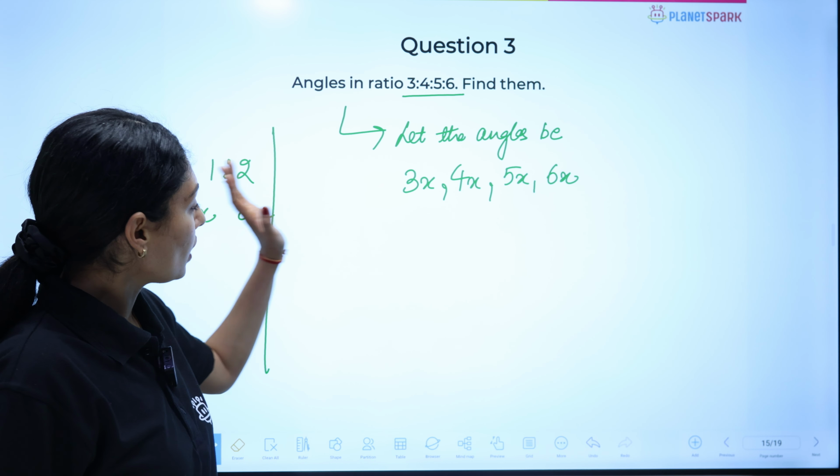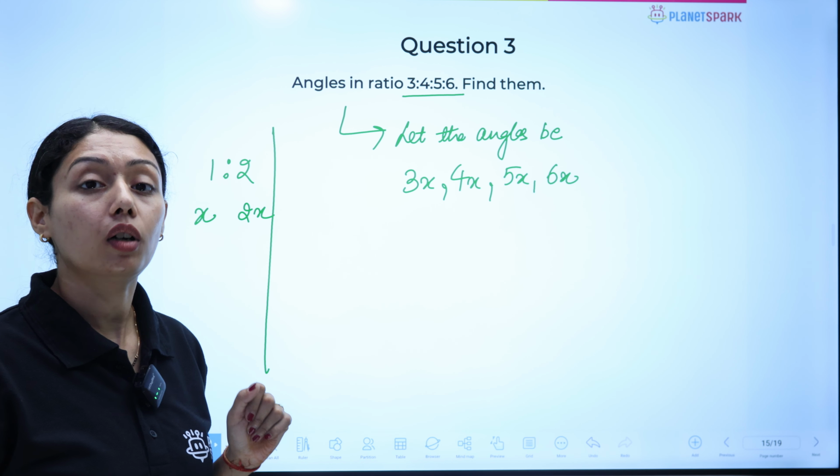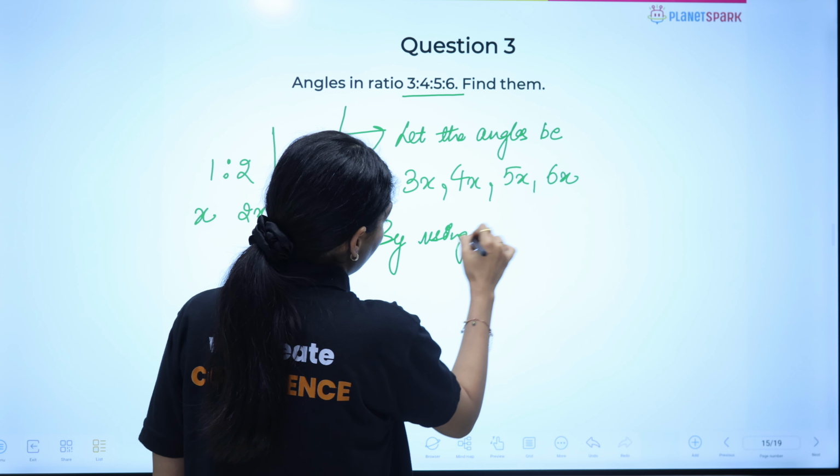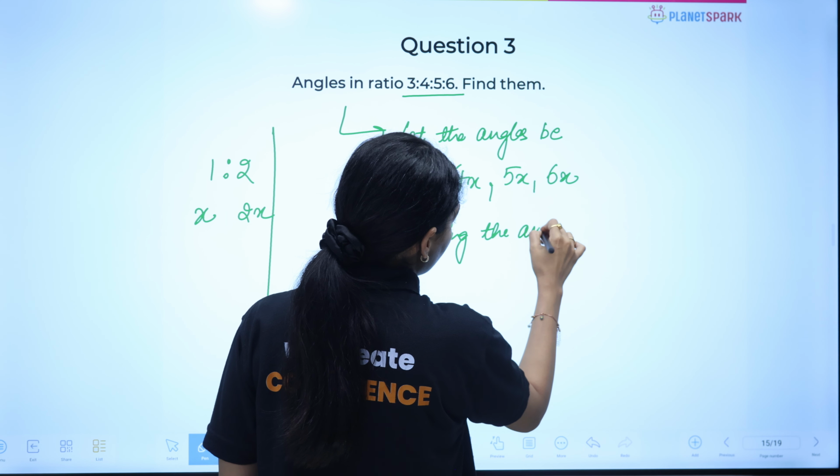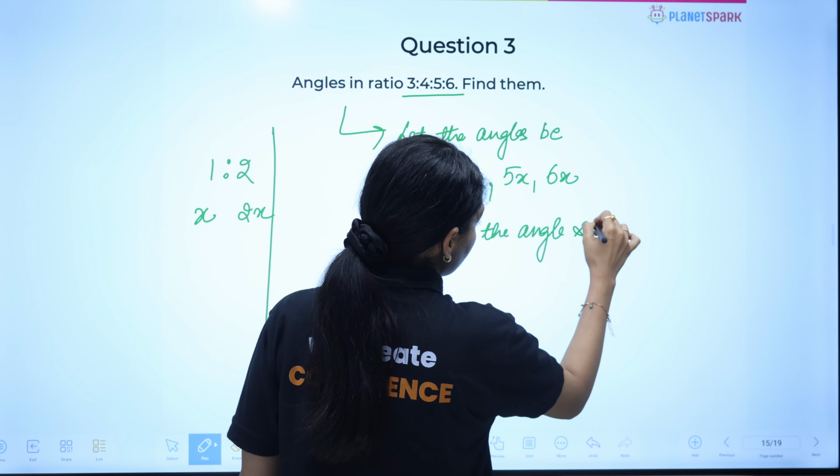Okay. Now what do I know? Now the angle sum property. So let's apply that. So by using the angle sum property, we can say the sum of these four angles is equal to 360 degree. So let's use that. 3x plus 4x plus 5x plus 6x is equal to 360 degrees.